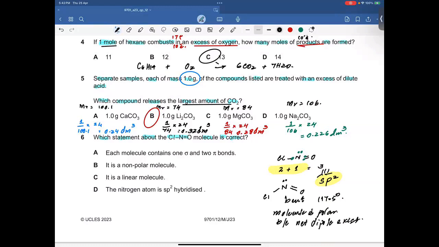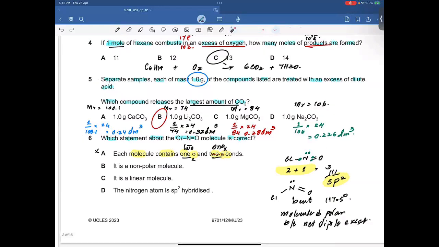Let's talk about the options. Each molecule contains 1 sigma and 2 pi. Obviously, it's incorrect. We have 1 double bond, so we have 1 pi and 2 sigma in this case. So it must be 1 pi and 2 sigma. Okay, the option is incorrect.